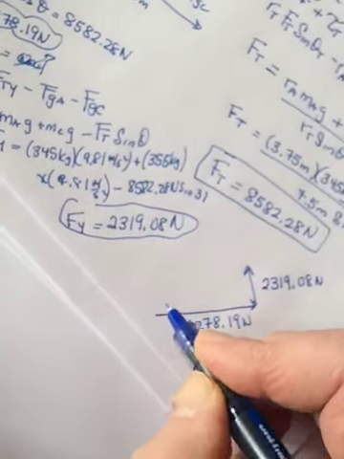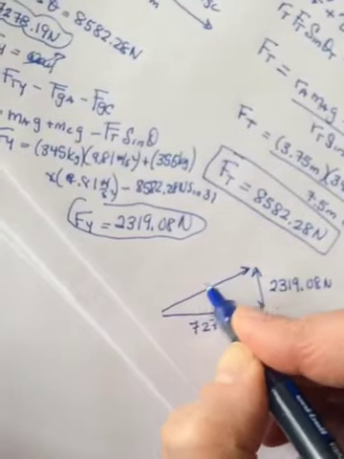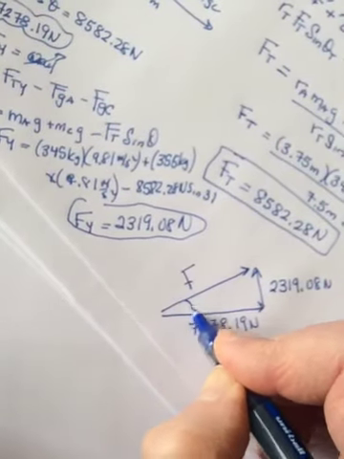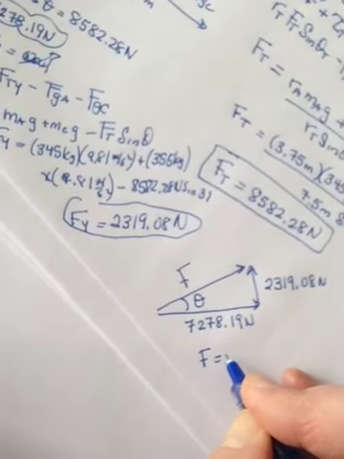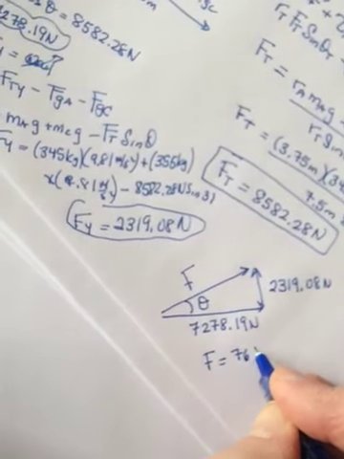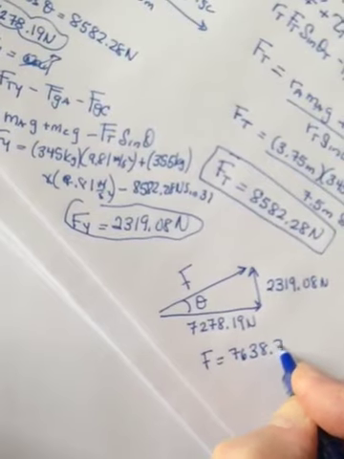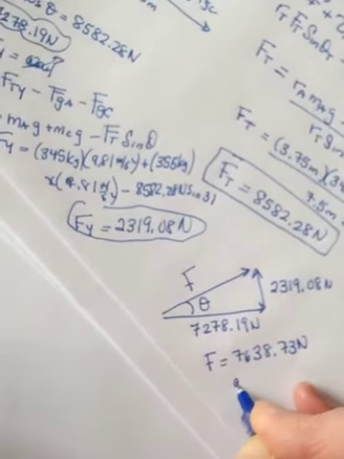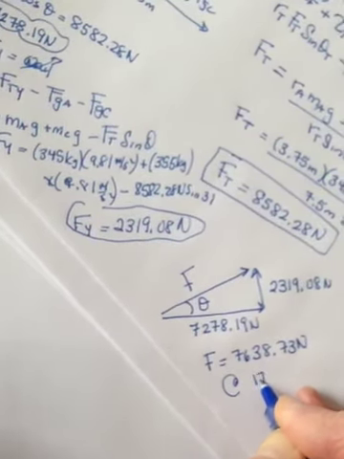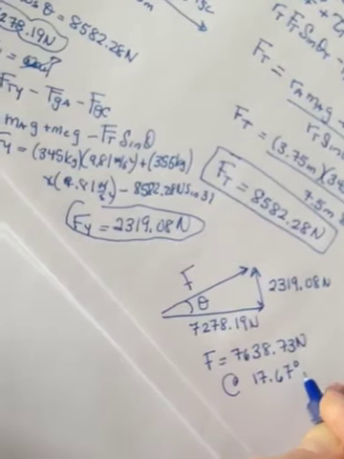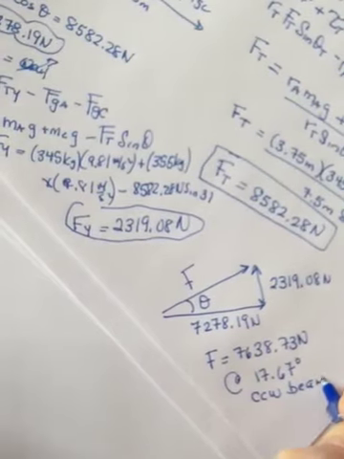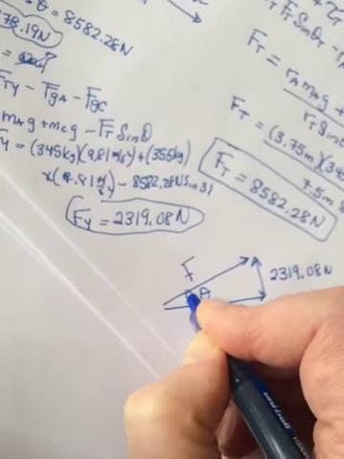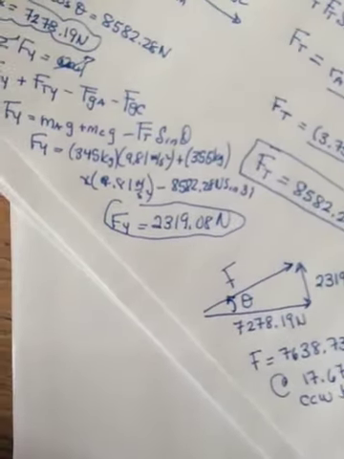2,319.08 newtons. And you're going to square them, add them together, take the square root to get F, and then find theta. And when you do, you get 7,638.73 newtons at an angle of 17.67 degrees, and that will be counterclockwise from the beam, right? Because this way is counterclockwise. All right, so there it is. Torque questions done.